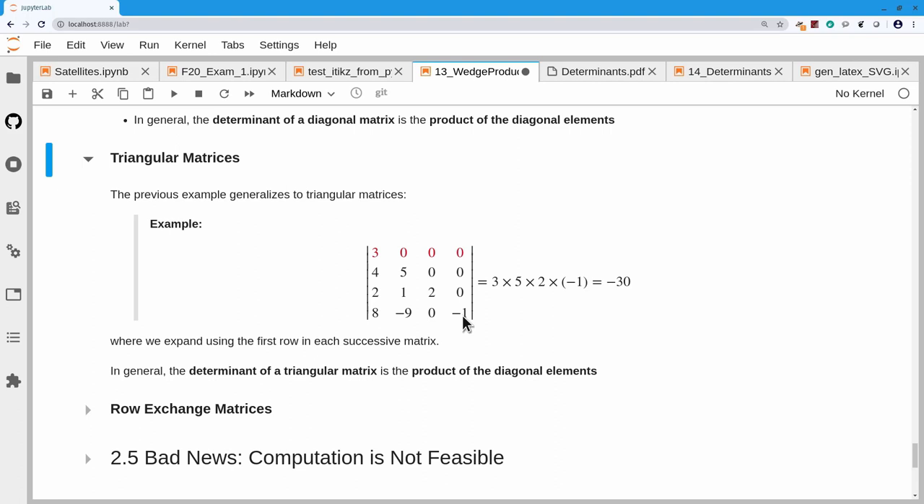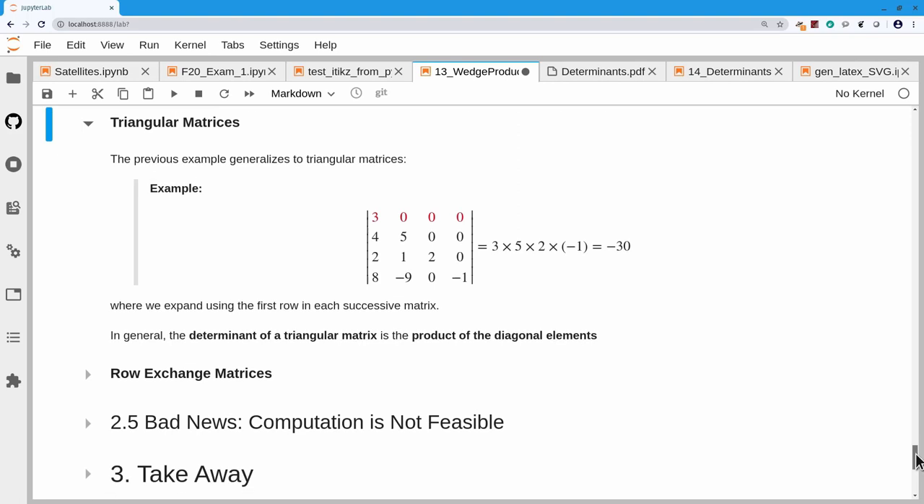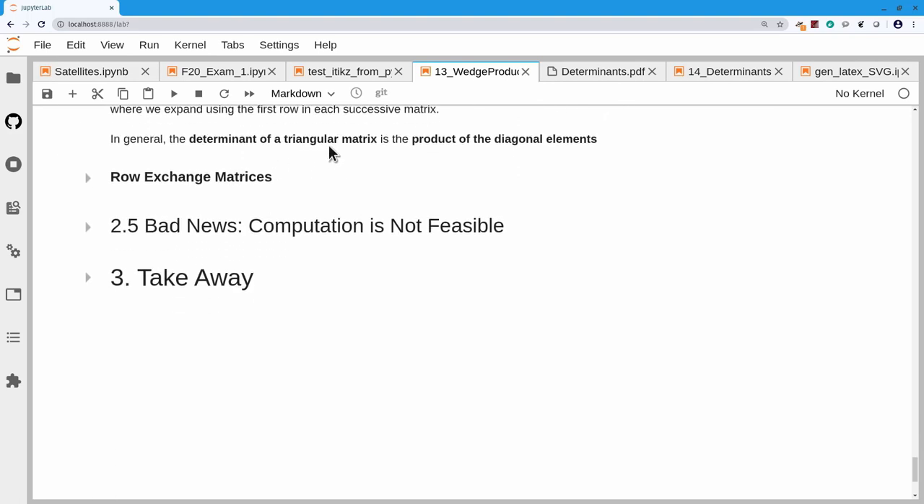In this instance, it happens to be diagonal because there happens to be a zero here. But the net effect again is that it's going to be the product of the diagonal entries. So 3 times 5 times 2 times minus 1. Again, this multiplies out to minus 30. So the determinant of a triangular matrix, whether it's upper triangular or lower triangular, is simply the product of the diagonal elements.